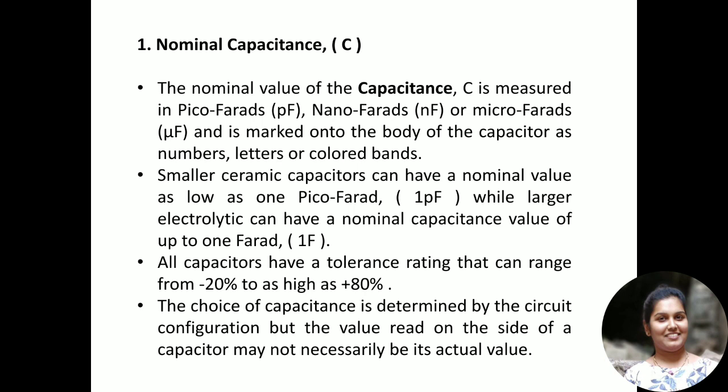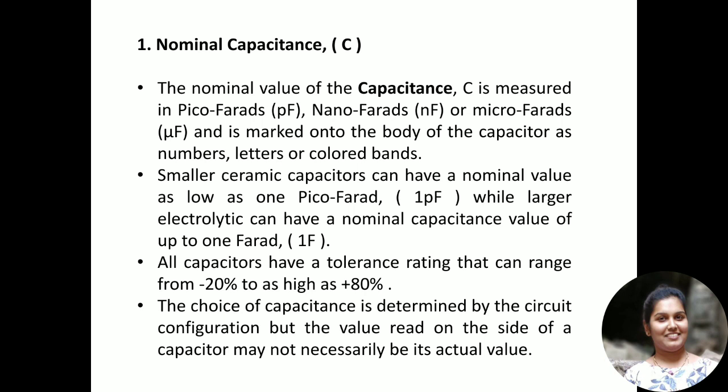If we observe, a smaller ceramic capacitor can have nominal values as low as 1 picofarad, while larger electrolytic capacitors can have a nominal value up to 1 farad. As in the previous class also we have discussed, electrolytic capacitors are large in size, and they have the capacity of carrying high capacitance value, right? Whereas mica capacitors are smaller in size. When compared with electrolytic capacitors, they carry smaller capacitance value. So that is the point here.